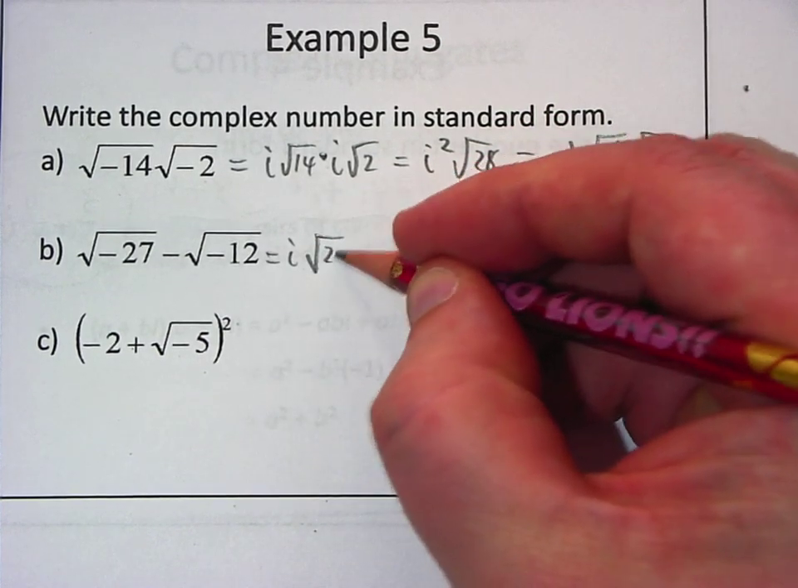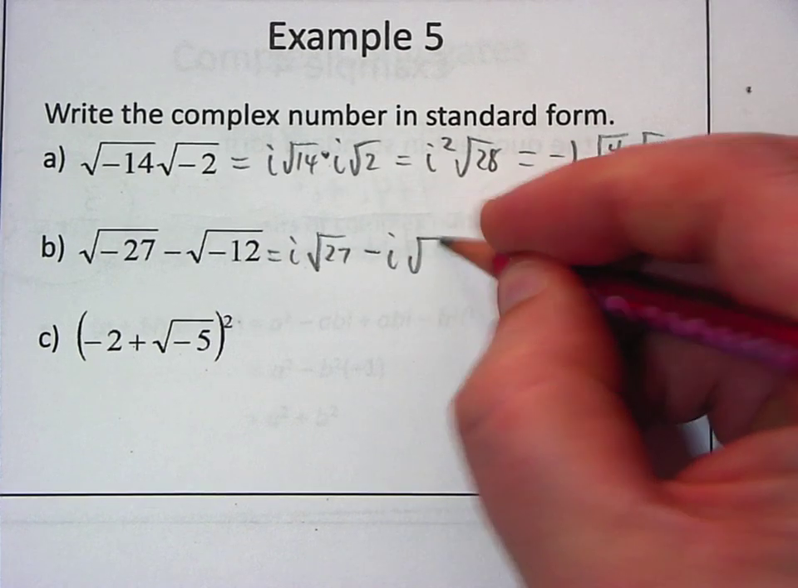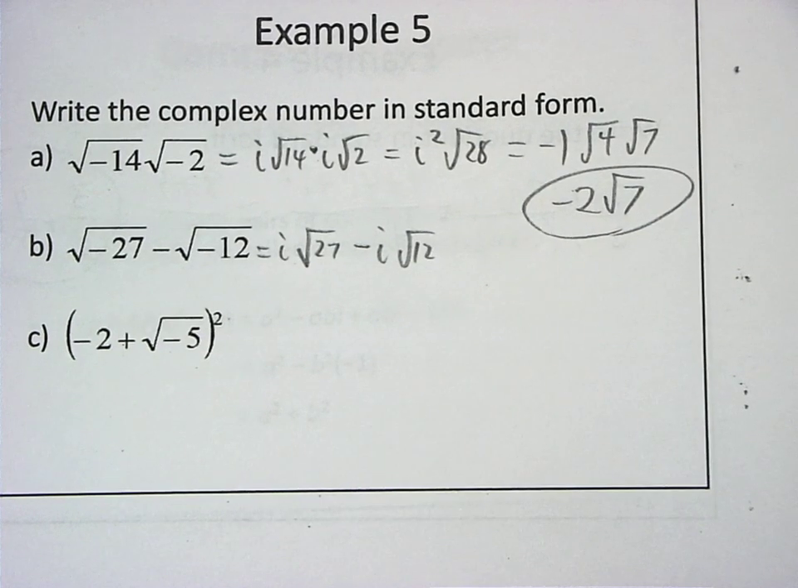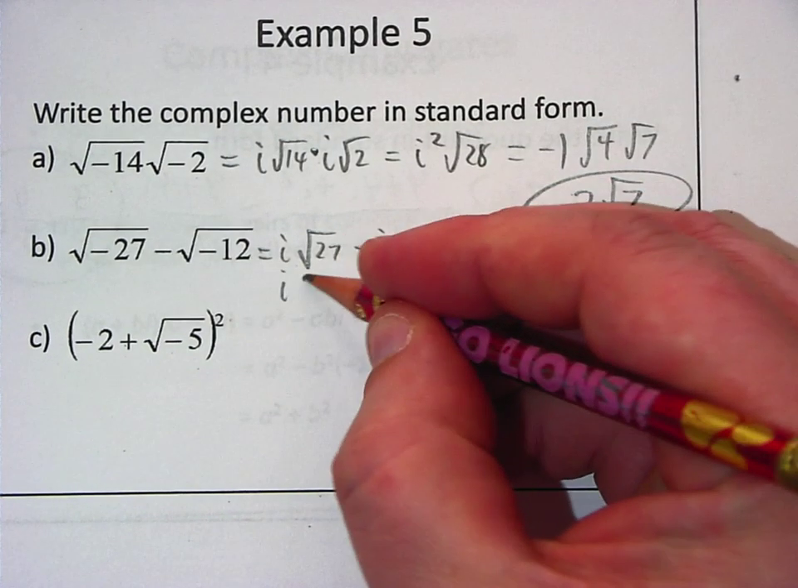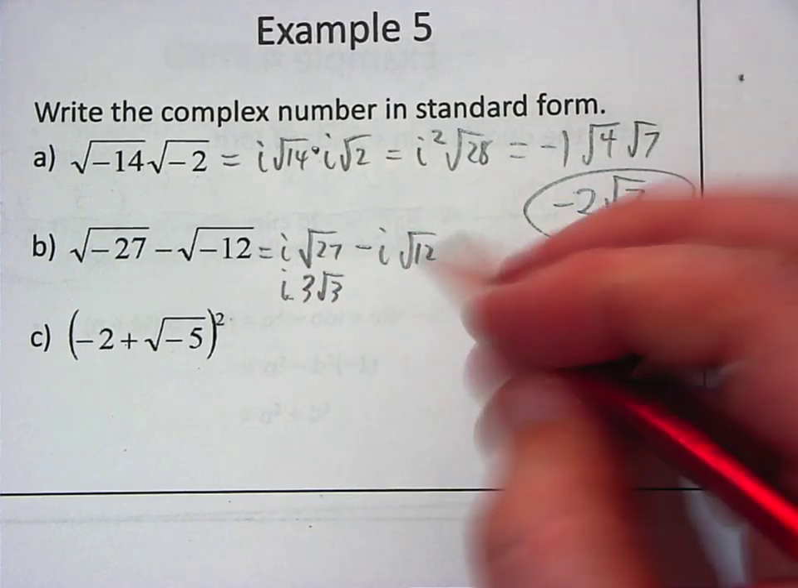So I have i square root of 27 minus i square root of 12. And what can I do with the 27 and the 12? Simplify, yes. How? What perfect square can I divide 27 by? 9. So you get 3 square root of 3, because it's the square root of 9 times the square root of 3.